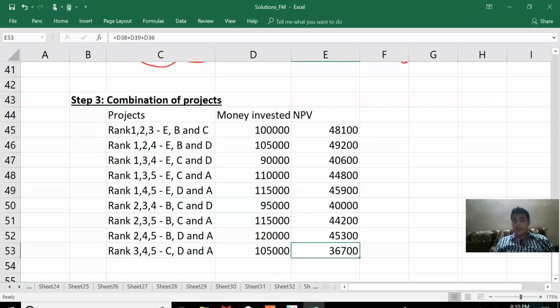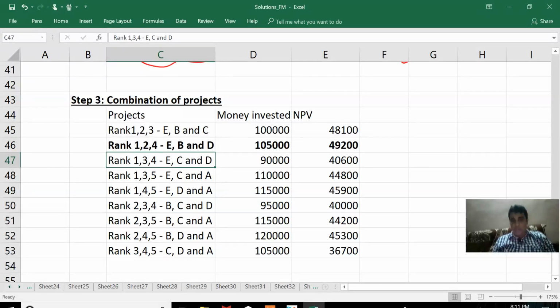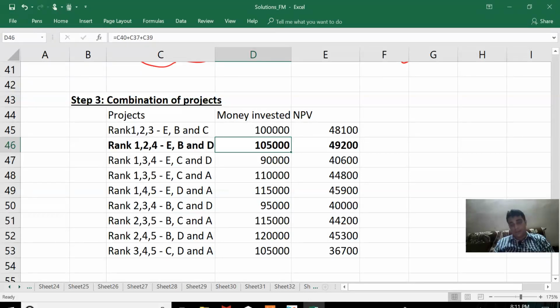When you have indivisible projects, you will have to select among combinations, and I am going to select this. This is what gives me maximum NPV. Rank 1, 2, 4. Rank 3 we are rejecting. So I will do projects 1, 2 and 4. I will invest only 1,05,000. I will be left with a surplus. That's perfectly fine. I don't have an option. So we will invest 1,05,000 and earn NPV of 49,200.